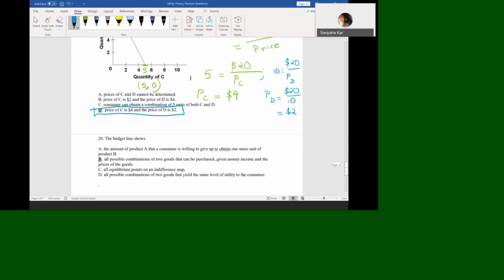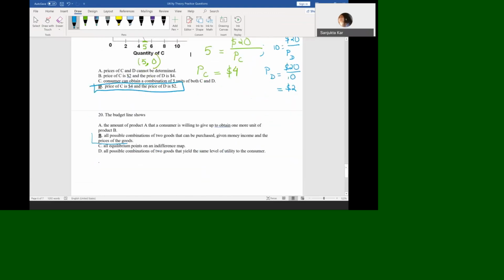All right, this budget line shows all possible combinations of two goods that can be purchased given the money income and the prices of all the goods.